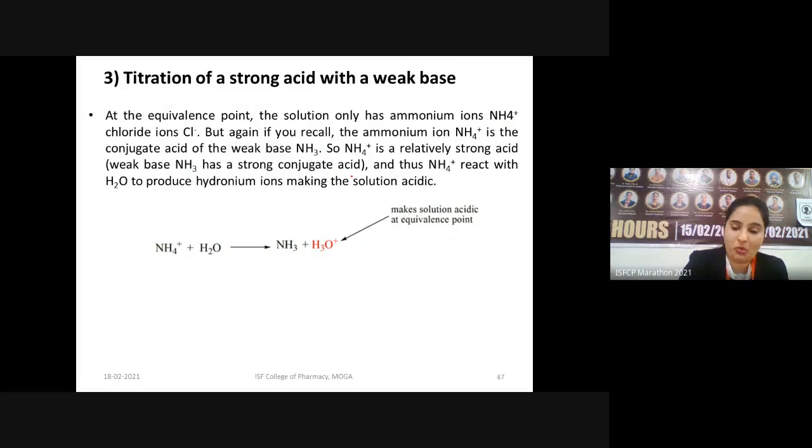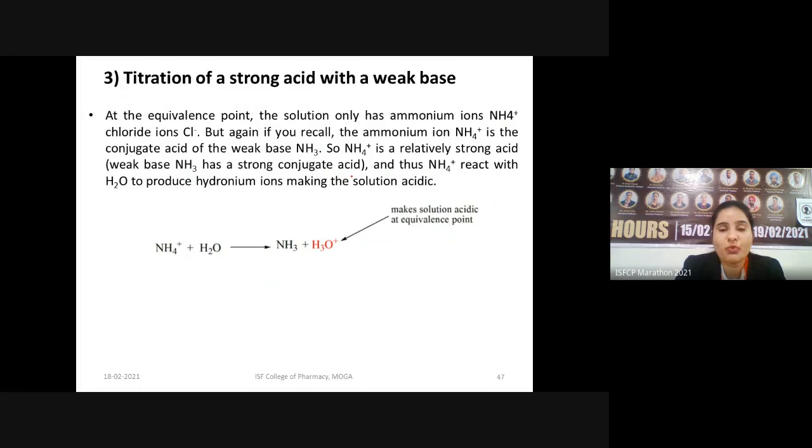So this was the difference in the equivalence point pH in the case of titration of a strong acid with a weak base. In the titration of a strong acid with a weak base, at the equivalence point we have a pH that is a little acidic, whereas in the case of strong acid versus strong base, the pH was exactly neutral at the equivalence point.